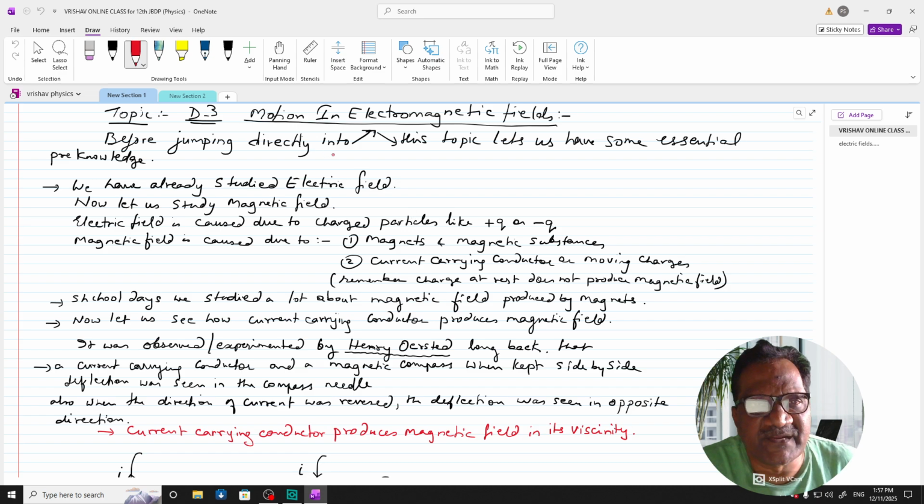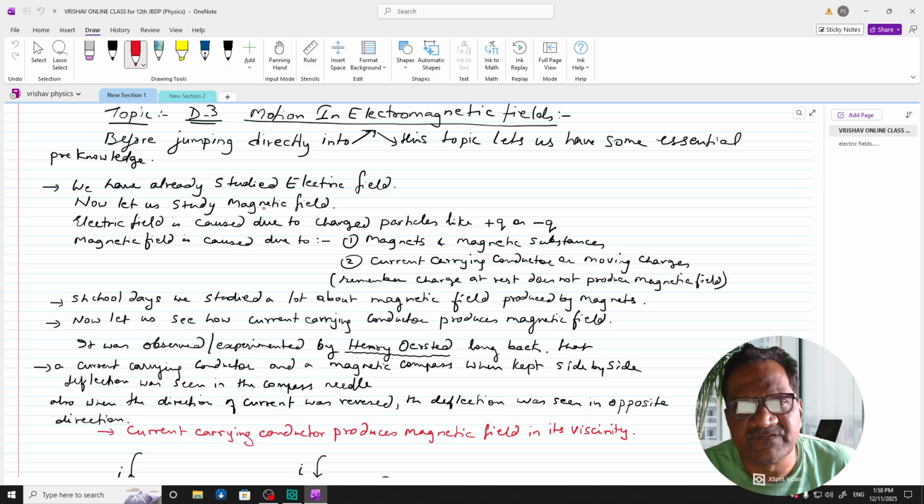Before that, let us have some essential pre-knowledge. We have already studied what an electric field is, in the previous chapters, I think in D2 or D1. We know how a force is created in an electric field and what the properties associated with that force are. All that we have studied separately in the electric field. Now let us study what a magnetic field is.